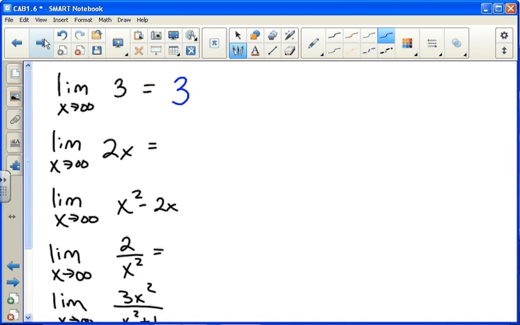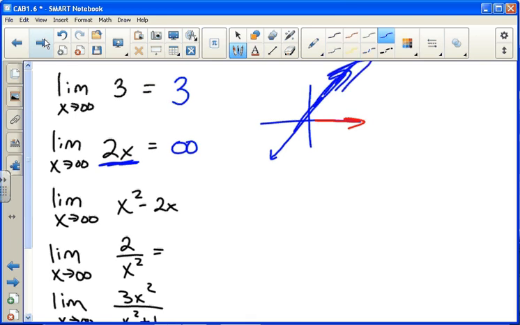Okay, now however, limit as x approaches infinity of 2x, well, if x gets huge, then 2x is just going to get huge, and it's just going to go to infinity. If you think about what that looks like, it's a line. Sorry, it should go through the origin. But as we move to the right, as x goes to positive infinity, this graph just continues to grow and grow and grow on up forever and ever. So that's why we say it goes to infinity, because it continues to go up forever and ever.